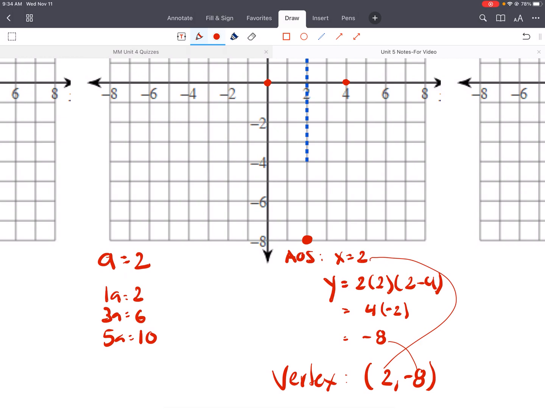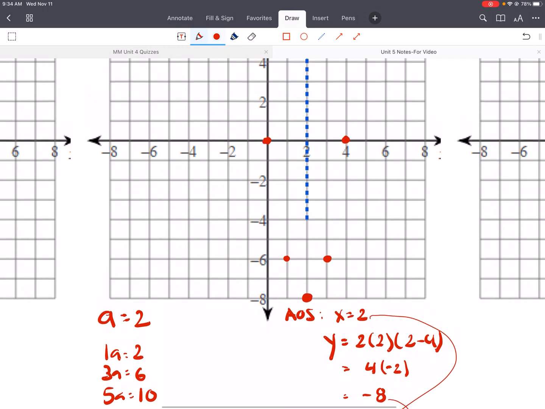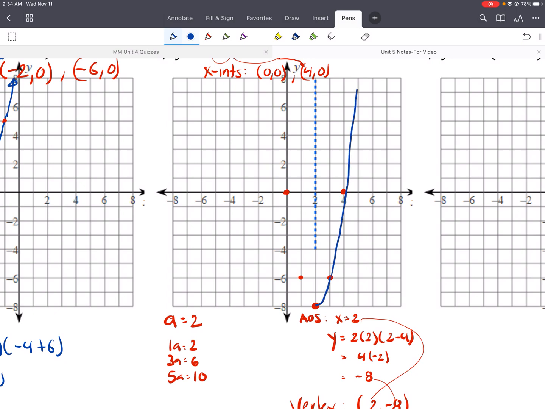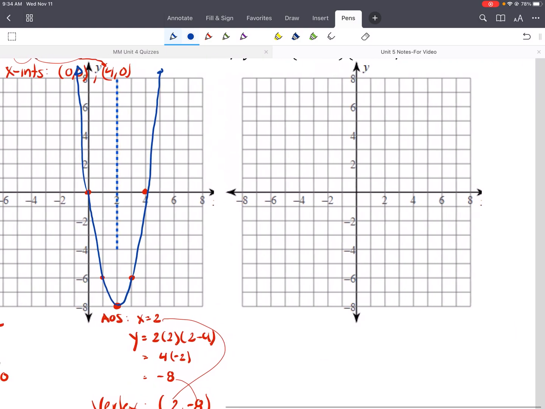So we'd go over 1 up 2. And then we'd go over 1 up 6. And we already have that point there, so that's great. And then we'd go over 1 up 10. And that would be outside of our graph. So connect those dots. And you're done. All right, last one.